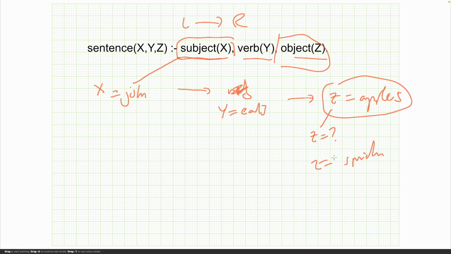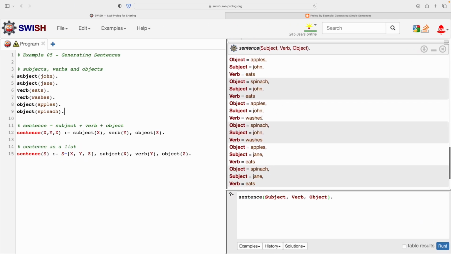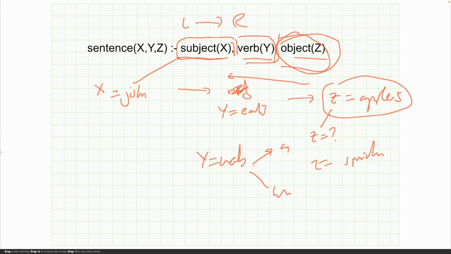Now it's exhausted those, then it'll go back to y, and after eats it washes, y equals washes, and then it will try all the combinations again of z, so washes apples and washes spinach. Let's see that in action. There you go. John washes apples, John washes spinach. And then when it's done those combinations, it'll go back to unset the very first thing it set, x equals John to x equals Jane, and then run through all those combinations again.